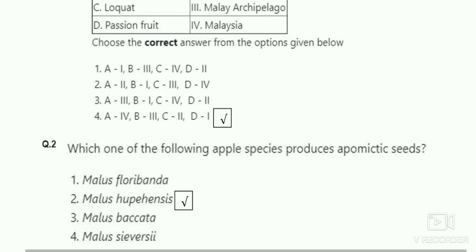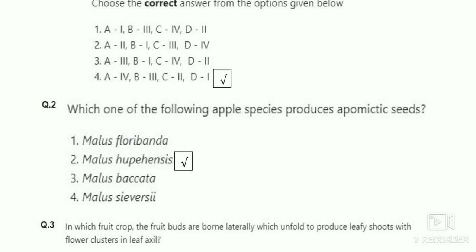Coming to question number two: which of the following apple species produces apomictic seeds? According to the options, the right answer is Malus hupehensis. Other than this, Malus hupehensis is also resistant to woolly apple aphid, and recurrent apomixis exists in Malus sikkimensis, Malus sargentii, Malus toringoides, and also in hupehensis.